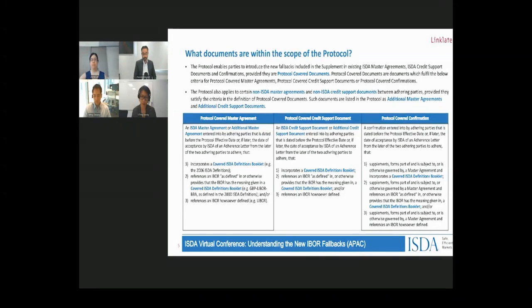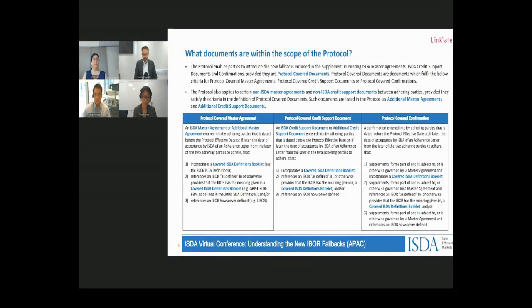And finally, we have the concept of protocol covered confirmations. If you weren't captured already through your master agreements or your credit support documentation, if a confirmation itself has those three criteria, then it'll be in scope. So if it's incorporating an ISDA definitions booklet, if it's using an IBOR that's as defined in the definitions booklet, or if it's referencing a relevant IBOR at all, then it'll be captured.